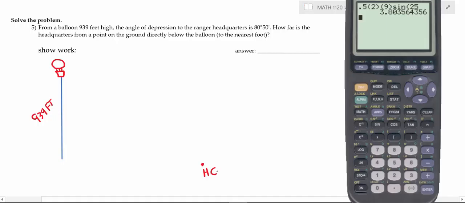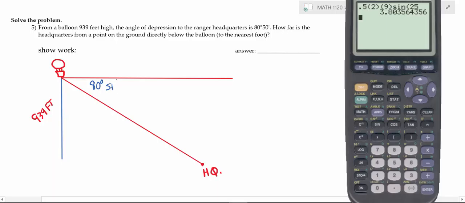Okay, then it says from a balloon that high, the angle of depression to a ranger headquarters. So you've got this headquarters down here, and you're looking at an angle to that. Let's draw a picture of that. You're going to have a line of sight that's parallel to the ground, and then you're looking down at the ranger headquarters from the balloon. That gives an angle of depression like this. I didn't draw this to scale, but it doesn't make that much difference. This angle here is going to be 80 degrees 50 minutes. Clearly not drawn to scale, but all you're trying to do is get the idea.